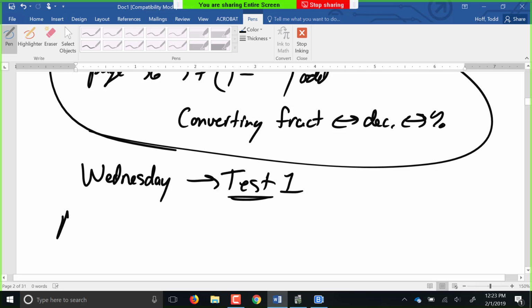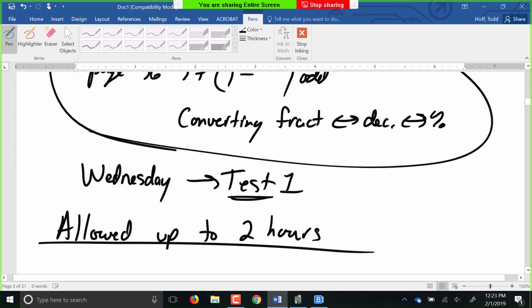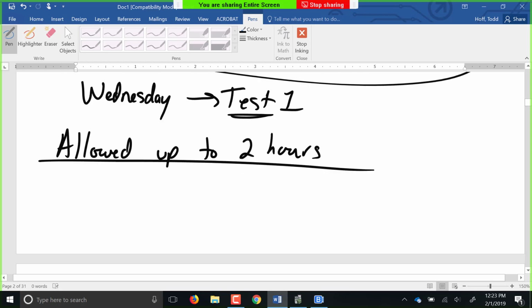The tests, you are allowed up to 2 hours. And for test 1, on the first 2 pages, and I'll give you the instructions more next Wednesday, you must show your work. So on the calculations, you have to show the steps. You can use the calculator, but you have to show the steps of how you would have gone through it by hand.